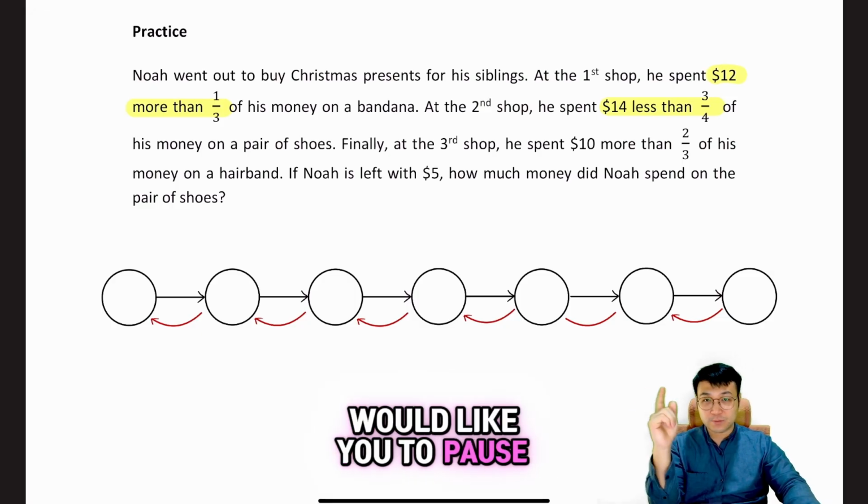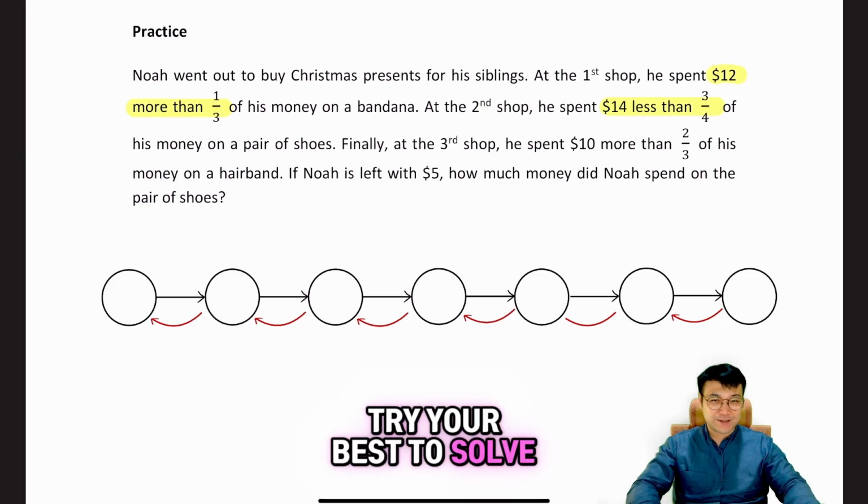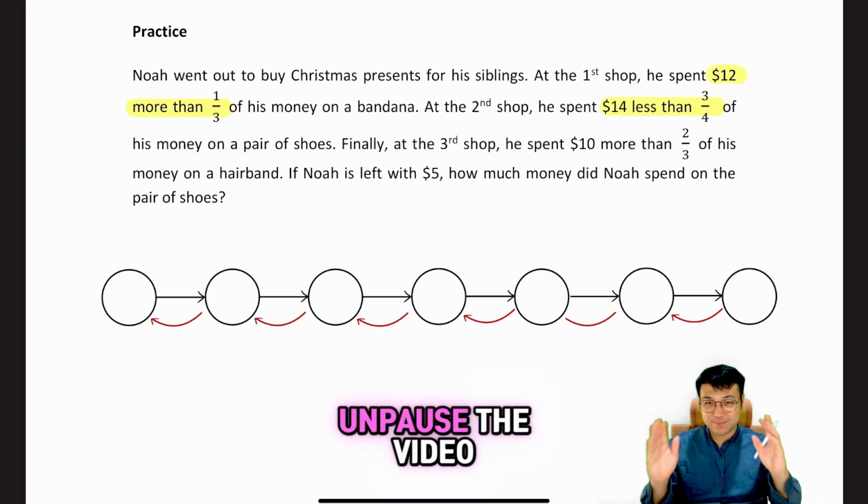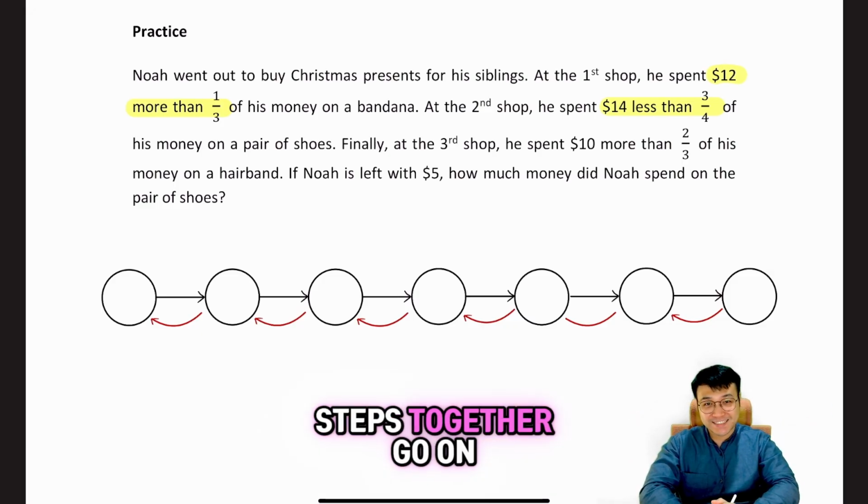So at this point, I'd like you to pause the video, think about it, try your best to solve it. And when you're ready, unpause the video and we'll go through the steps together. Go on.